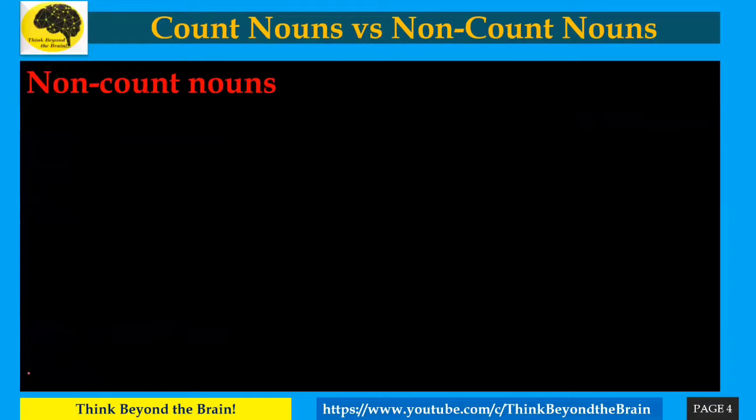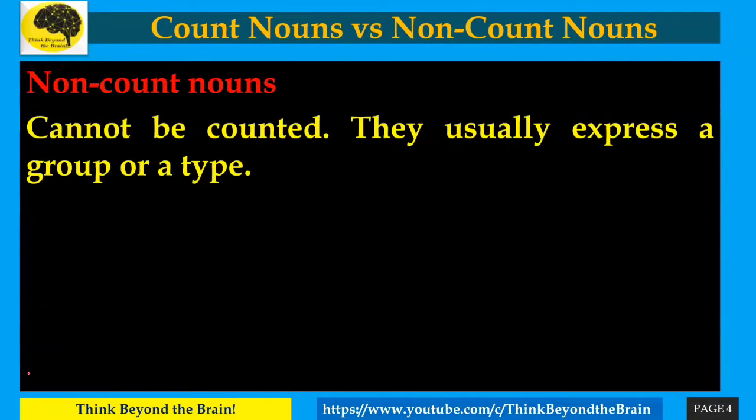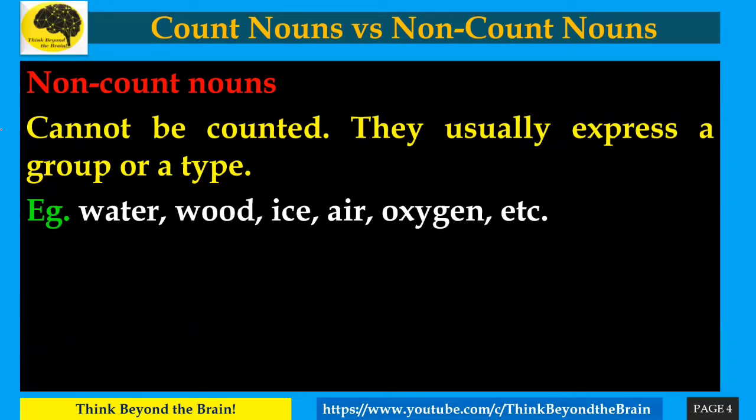Then come non-count nouns. Non-count nouns are the nouns that cannot be counted. They usually express a group or a type. For example, water. We can't count water. We will not just count like there are 2 waters. No, it is not counted in numbers. That's why we use liters and kg, or else we would not be able to count it. So that's why it will come in non-count nouns. Water, we can't say one water, 2 water.